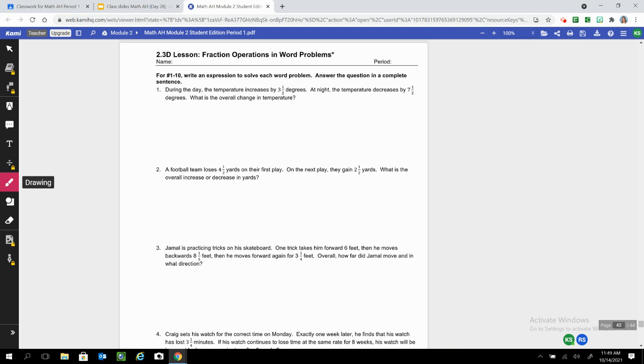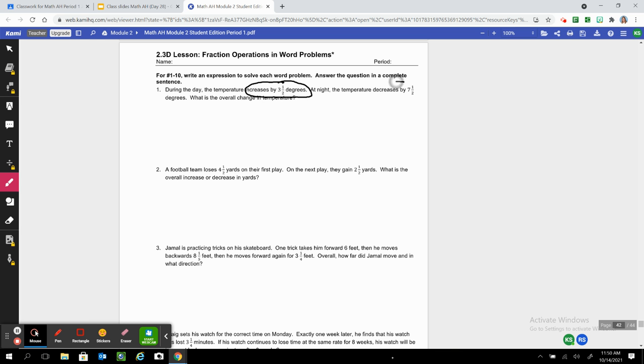So it says 2.3D lesson, fraction operations and word problems. Number 1, we're going to be writing an expression to solve each word problem and answer the question in a complete sentence. So during the day, the temperature increases by 3.5 degrees, and at night, the temperature decreases by 7.5 degrees. What is the overall change in temperature?